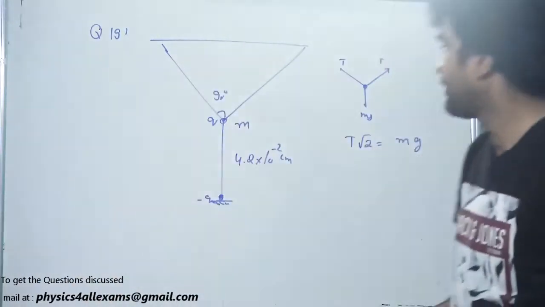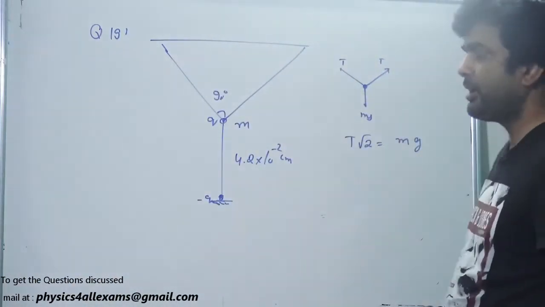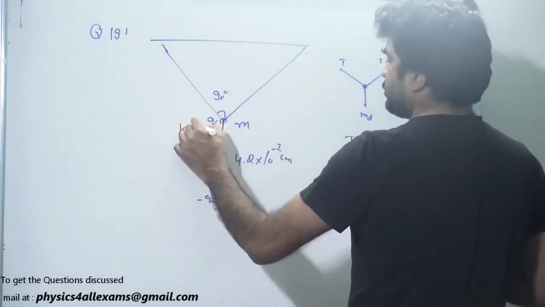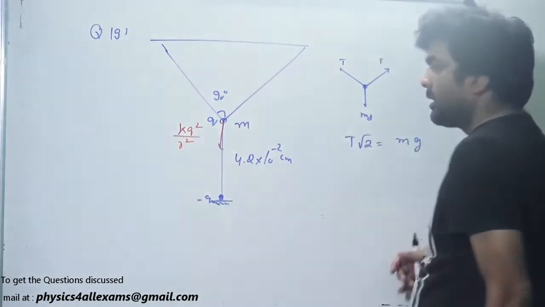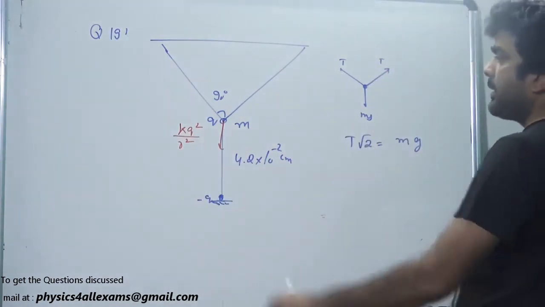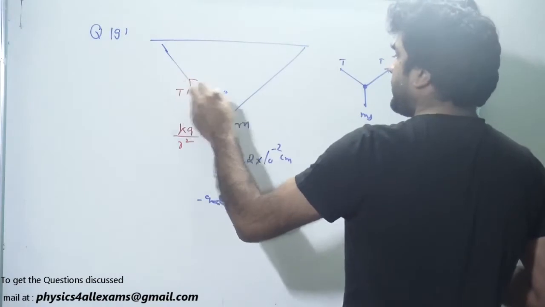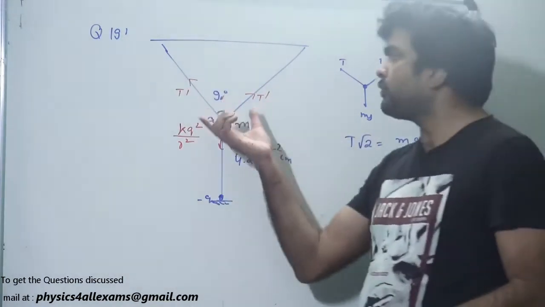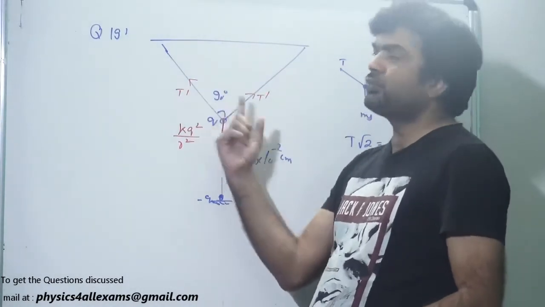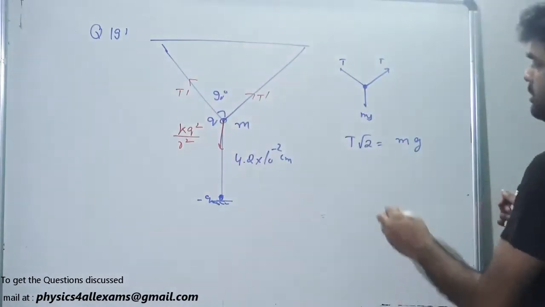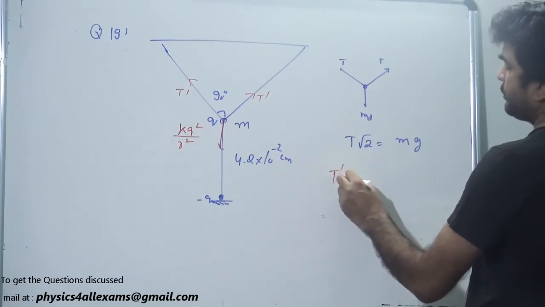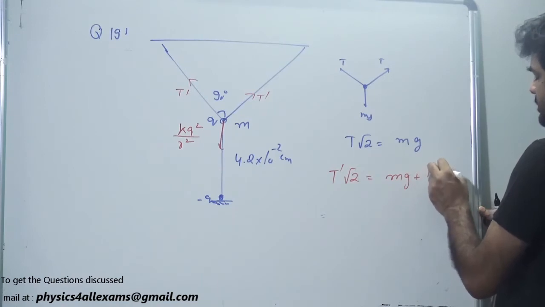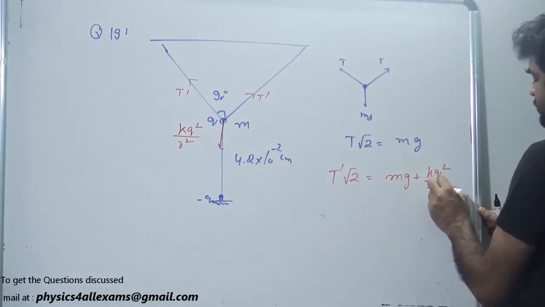After placing the negative charge below it, the forces acting on it are one more force, kq square by r square, plus mg, and the tension now becomes, let us say, T dash, but it still remains in equilibrium. So the vertical resultant of these two forces upward will be: T dash root 2 should be equal to mg plus kq square by r square.